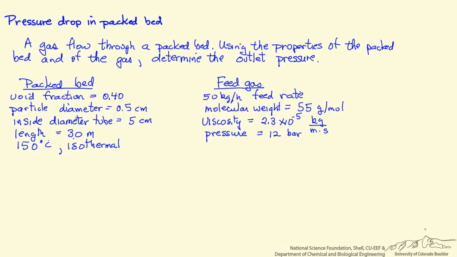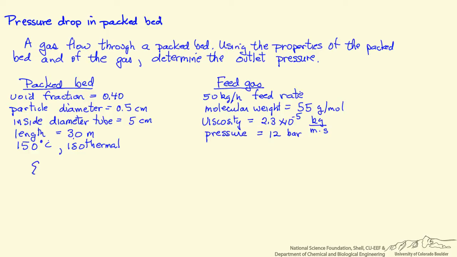In this example, we're going to calculate the outlet pressure of a packed bed. The idea is that because it's packed with, for example, a catalyst, there's going to be a significant pressure drop through the reactor. We're given information on the size of the catalyst particles, diameter of the tube, its length, and information on the gas feed rate and molecular weight, viscosity, and the feed pressure. We want to know the outlet pressure.